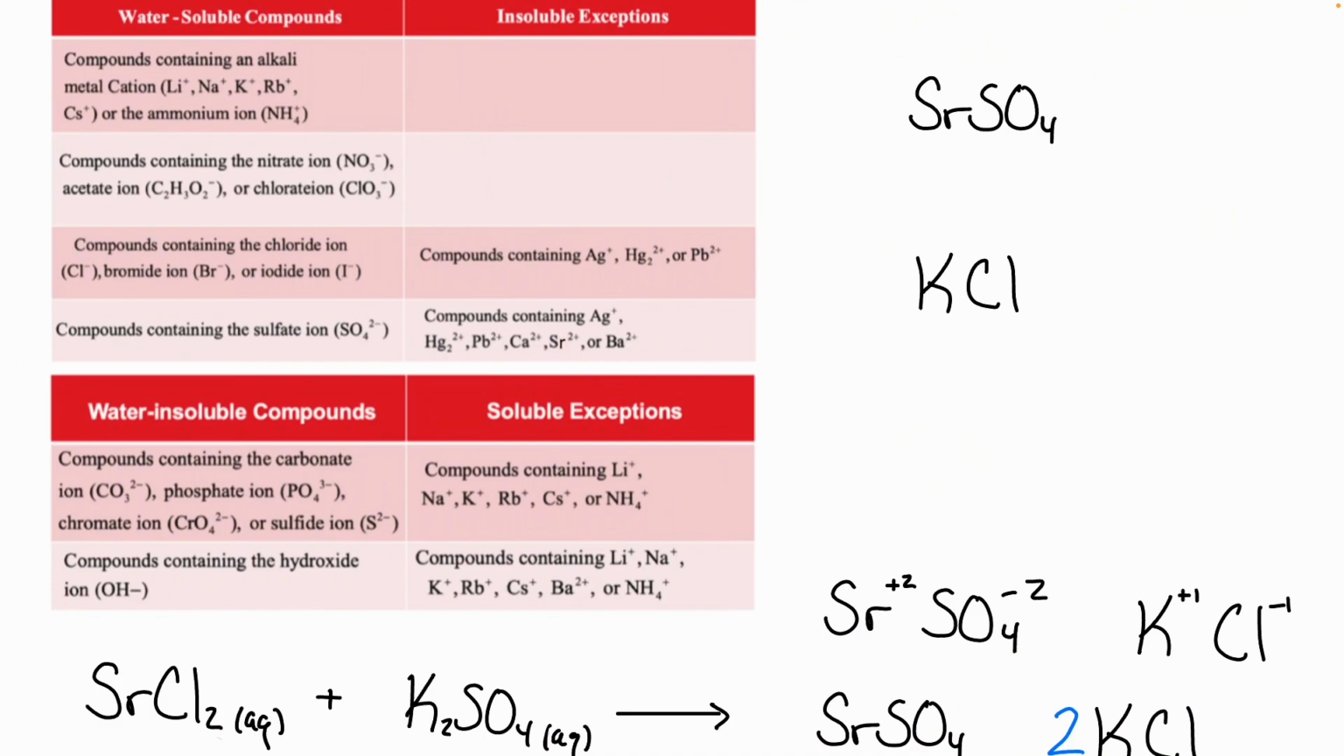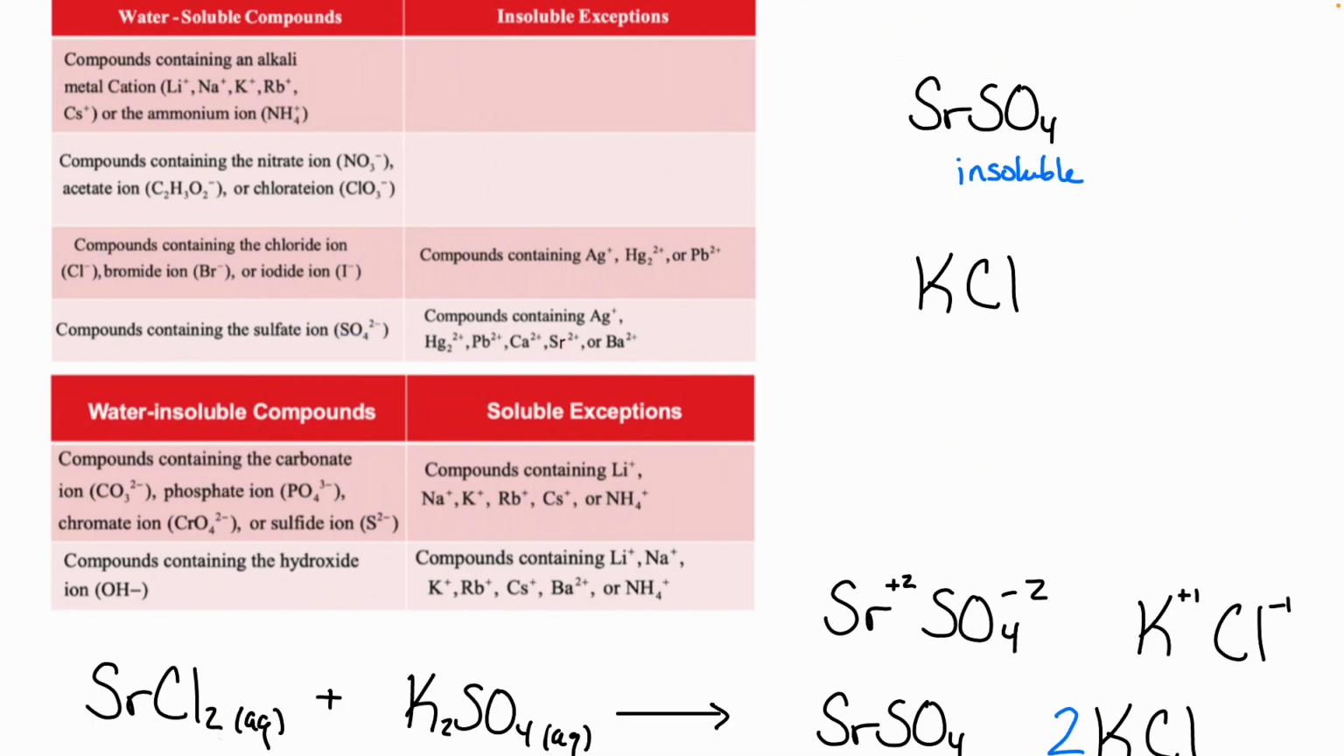All right, so for this first one, I'm going to look up my anion, the sulfate ion. And this tells me that most sulfates are actually soluble, but there are a few exceptions, and that is when it's paired with silver, mercury, lead, calcium, and strontium, right? So this would be an insoluble exception. This is an insoluble compound.